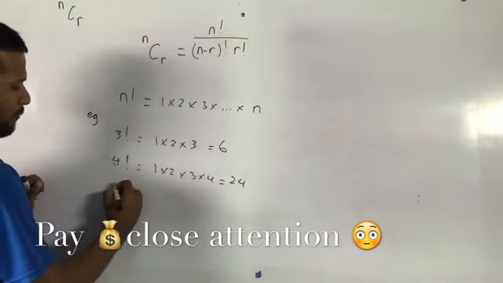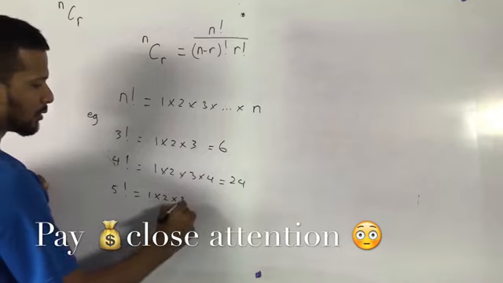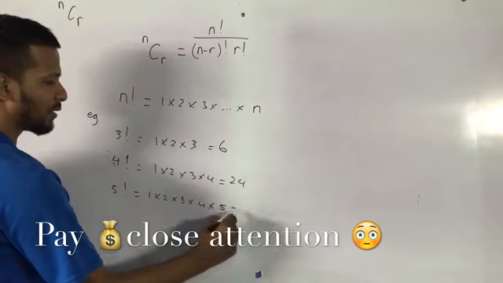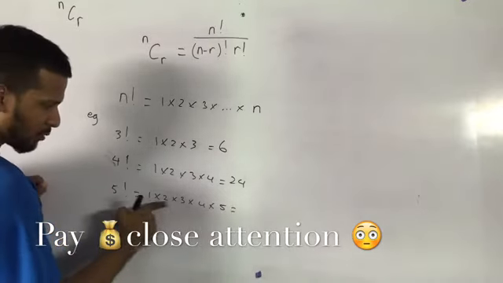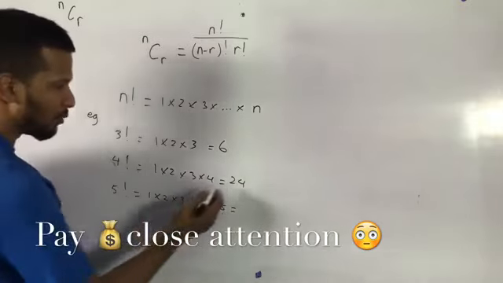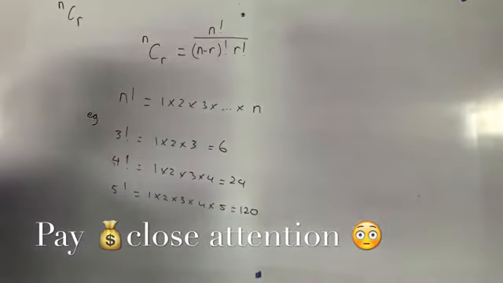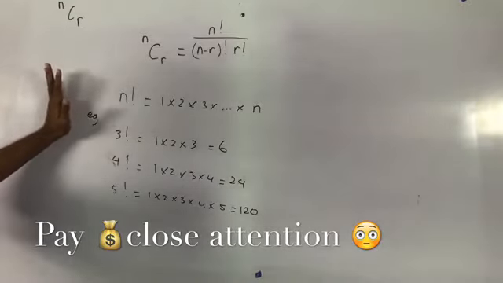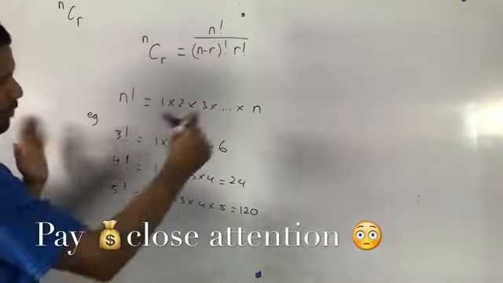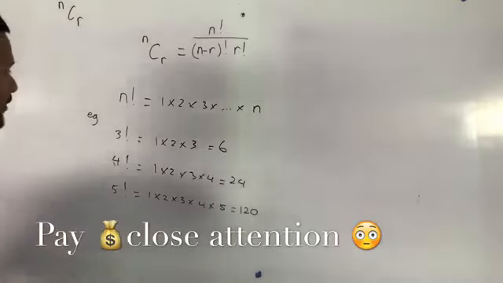We do one more. 5 factorial. 1 by 2 by 3 by 4 by 5. Which is simply 24 by 5. Right? Which is 120. Okay? So this is what factorial really is. You simply multiply from the first term to the n term, to find a product of all these values. Okay, so let's go back to finding nCr now.